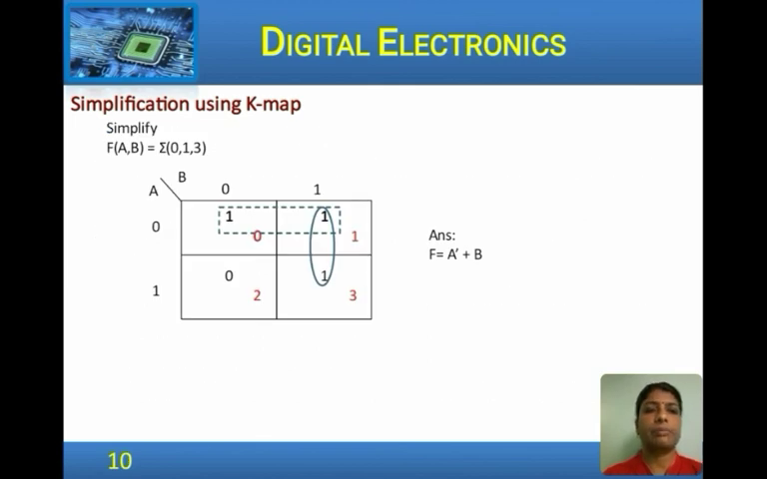To take up an example, this function f of a comma b, which has 2 variables, is given as sum of min terms 0, 1, 3. It has 2 variables, so draw a K map with 4 cells, 2 power 2 cells, and mark them 0, 1, 2 and 3. In the expression it is given 0, 1, 3, that means the cells 0, 1 and 3 have a 1. So, mark 1 in all 3 and 0 in the other cell that is not mentioned.